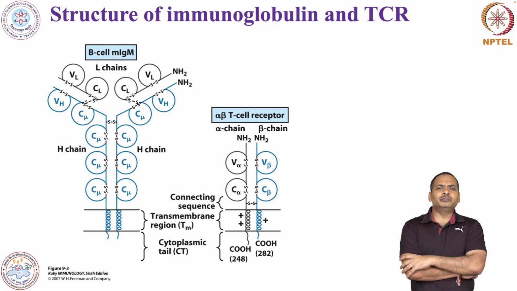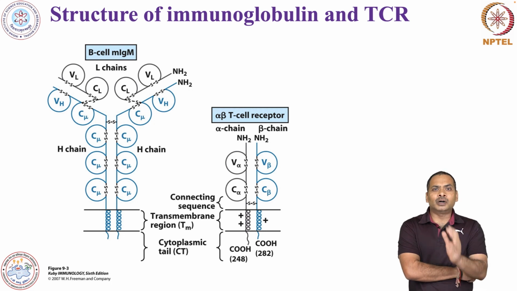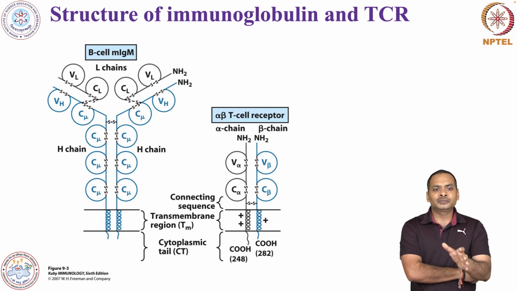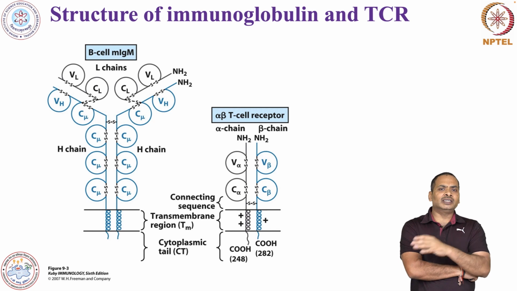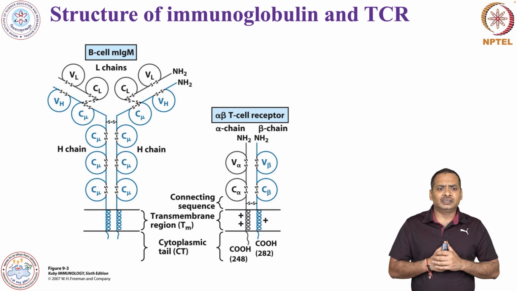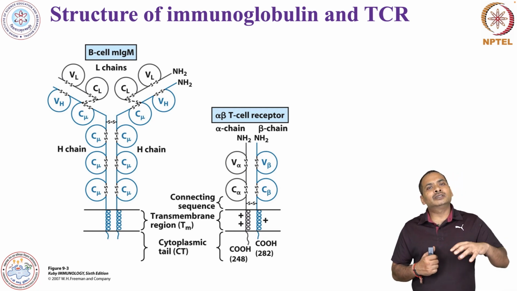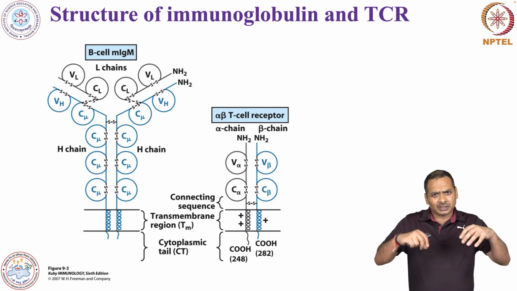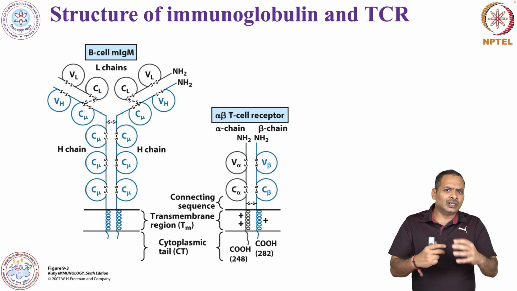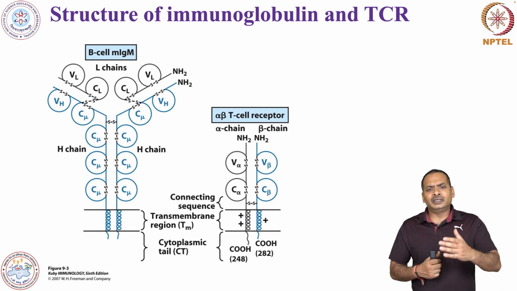Here this is a comparative structure of immunoglobulin and TCR. Here you can see that there is a light chain and a heavy chain in case of B cell membrane bound immunoglobulin M. These two heavy and light chains are associated with disulfide linkages, and there is a transmembrane domain which acts as an anchor for this molecule.